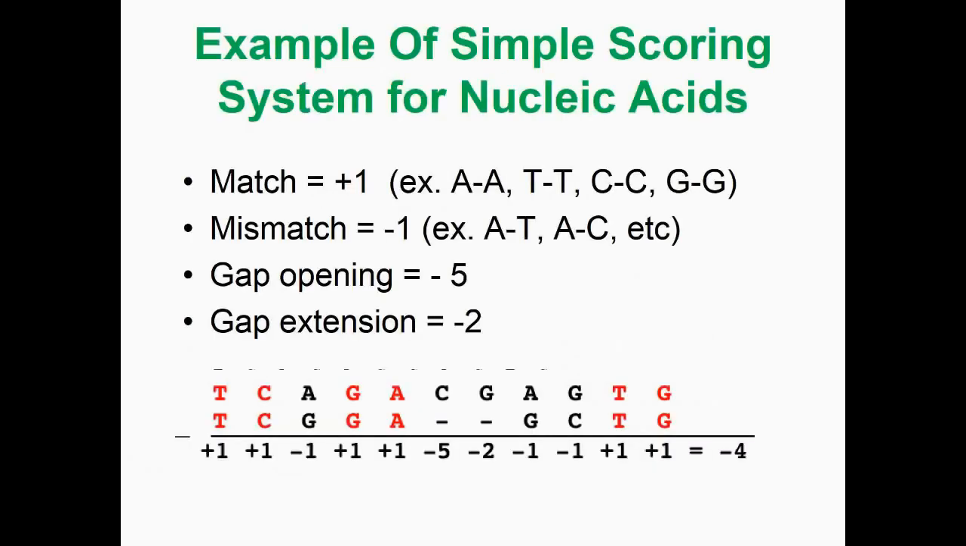This slide shows an example of a simple scoring system for nucleic acids. As we refer, the match nucleotide equals +1, while the mismatch sequence equals -2, whereas the gap opening equals -5, and the gap extension equals -2, and after calculation, the alignment score equals -4.